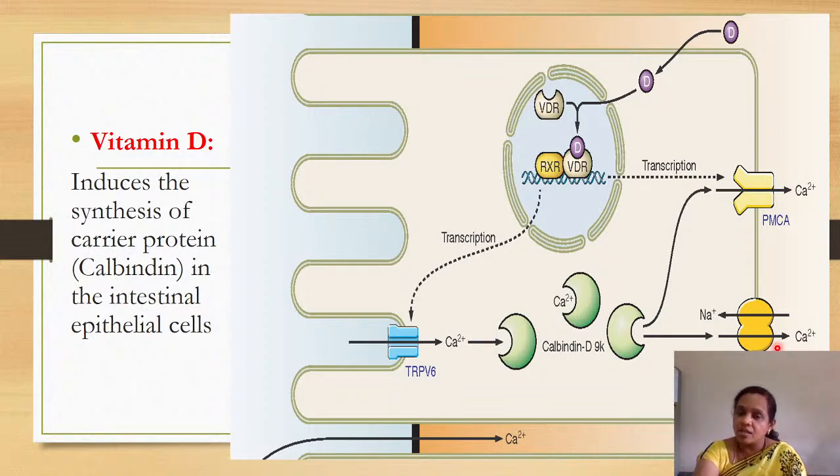If vitamin D is not there, it becomes very difficult for absorption of calcium. Some amount of calcium can be absorbed paracellular. So this is transcellular absorption, and some amount can be absorbed as paracellular. When the levels are very high, paracellular becomes more and more prominent. When the calcium levels in the diet are very low, the transcellular mechanism is very much active.